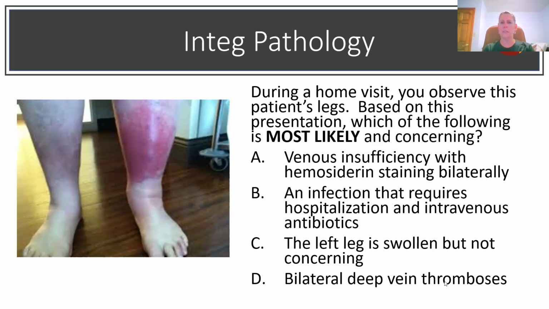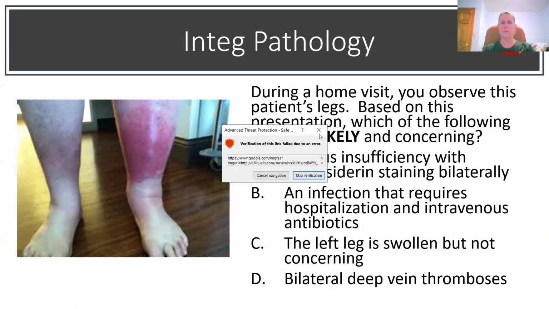The left leg is swollen but not concerning. I am concerned about this left leg, so I got rid of C. Bilateral deep vein thrombosis, DVT. There could be a DVT on this left leg. That could be what's going on, but I don't see that swelling on the right, so I don't think it's bilateral. So I think B is my best answer.